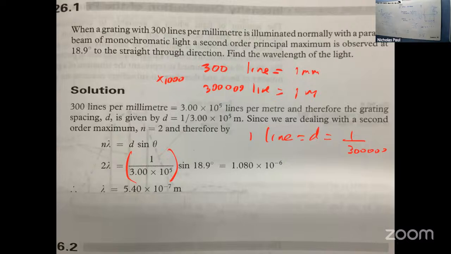So if you look here, d is 1 over that, and the maximum order n is 2. So you plug in n is 2, you plug in d, and you plug in theta, which they give you here. Make lambda the subject of the formula. So again, you have to be able to make lambda the subject of the formula.